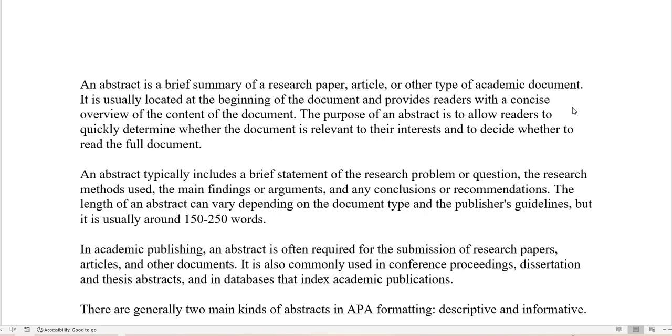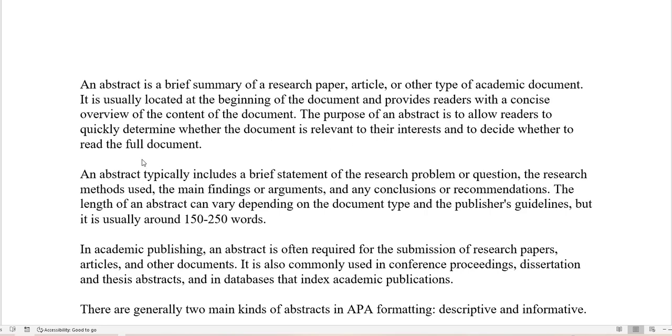What is an abstract? An abstract is a brief summary of a research paper, article, or other type of academic document. It is usually located at the beginning of the document and provides readers with a concise overview of the content of the article or document. The purpose of an abstract is to allow readers to quickly determine whether the article is relevant to their interest and to decide whether to read the full document.